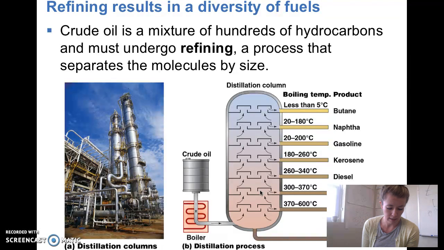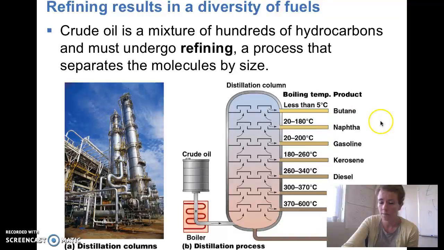During refining, hydrocarbons are separated by size and are chemically transformed to create specialized fuels for heating, cooking, and transportation, as well as lubricating oils, asphalts, and the precursors of plastics and other petrochemical products. So plastics are made of petroleum as well. Basically, we boil them and remove them at different temperatures.